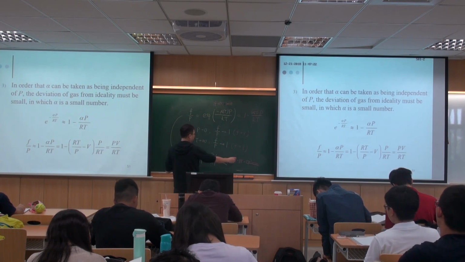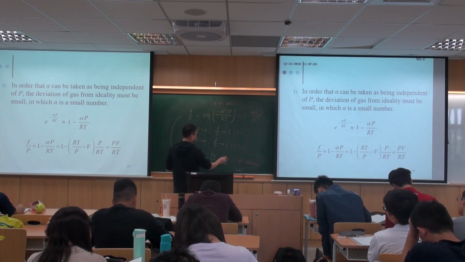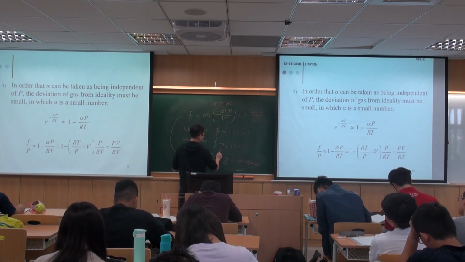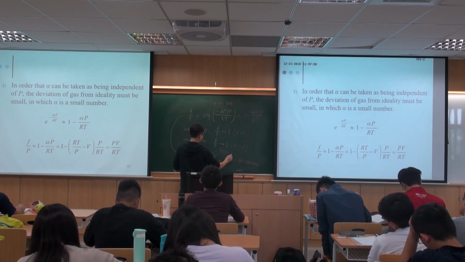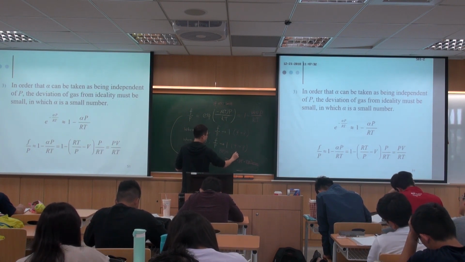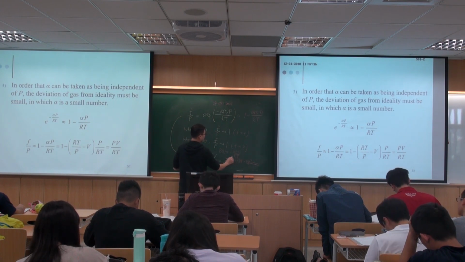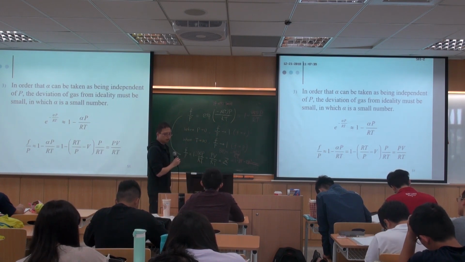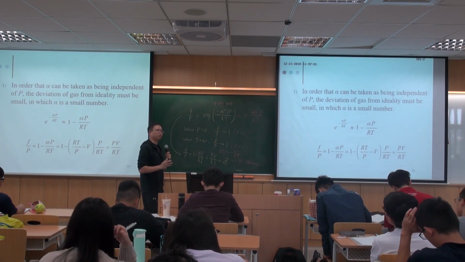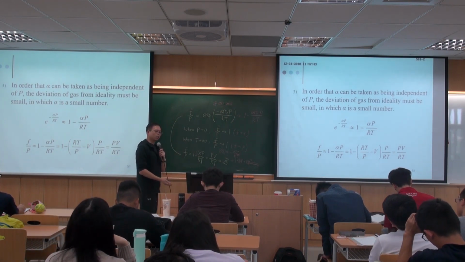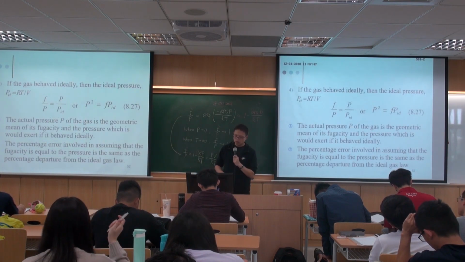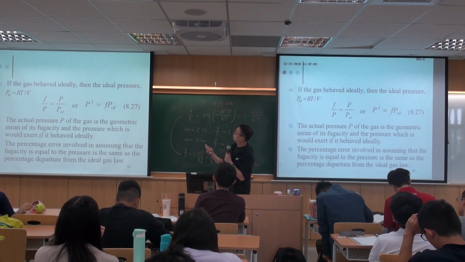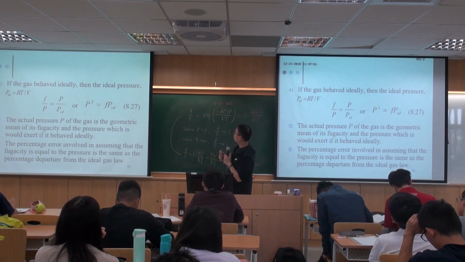So if you want to compare this with the virial equation, you'll see that this B from the virial equation should be the same as minus alpha over RT, just to compare. So you'll see that all different kinds of expressions are all consistent with each other. And these are just some descriptions to talk about the result that we just derived.